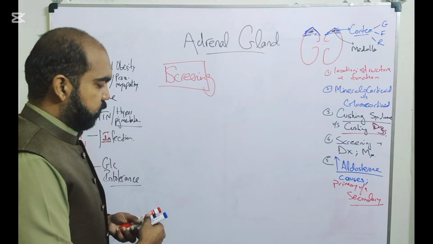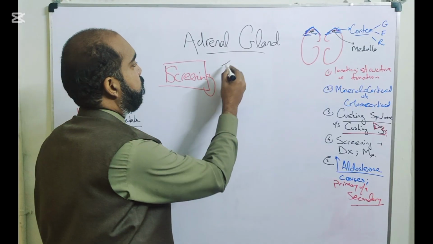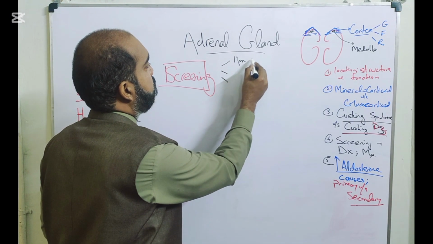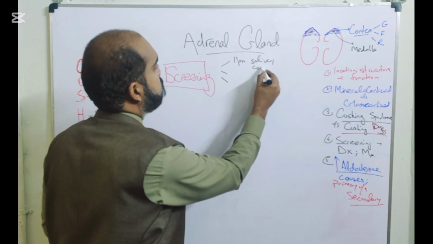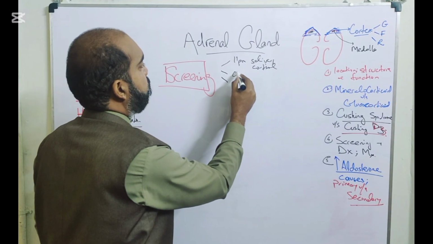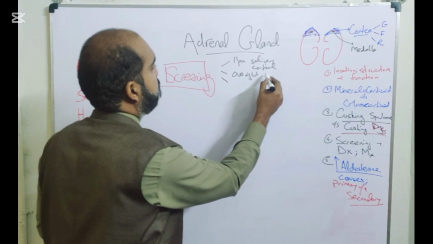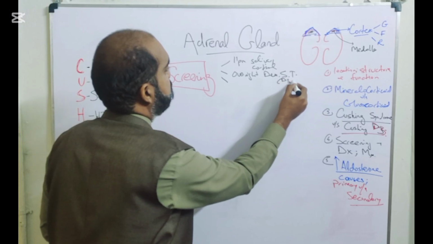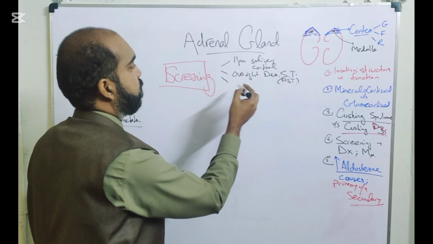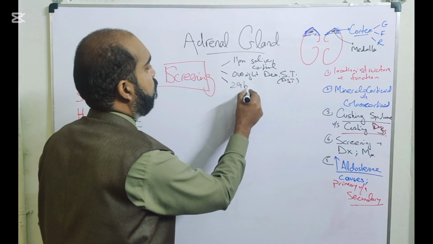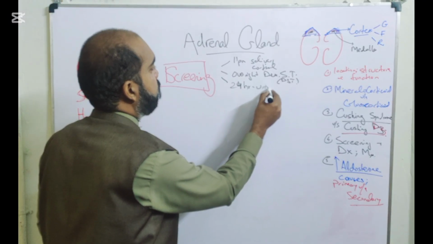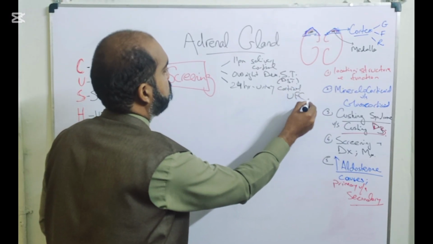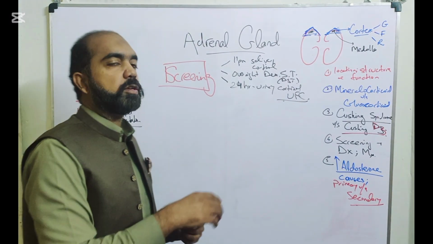So how can you screen the patient? The patient can be screened with 3 types of tests. There can be 11 p.m. salivary cortisol levels. There can be the overnight dexamethasone suppression test, also called DST. This is the low dose DST. And the third one is 24-hour urinary free cortisol, UFC. Okay, so you can screen with any of these.